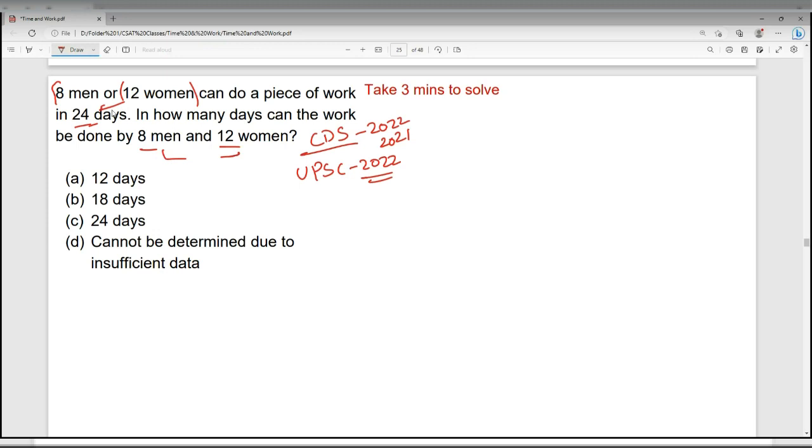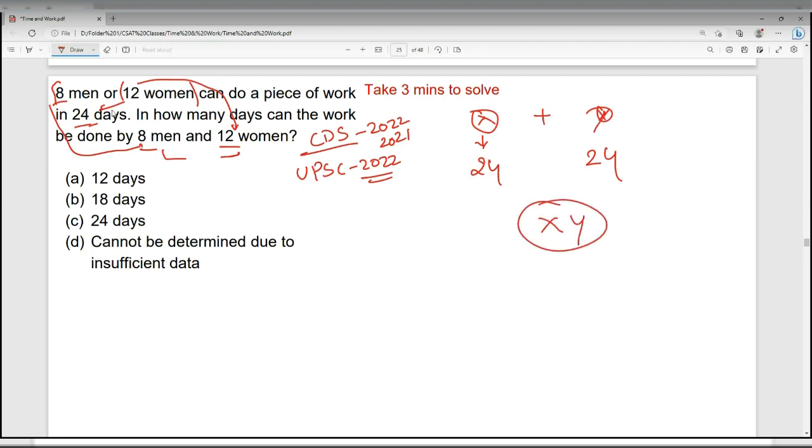See, for example, this can be solved even without doing anything. They're saying one group of people can do it in 24 days. Another group of people can do it in 24 days. And if they combine together, see, in this question, they're saying the same 8 men and the same 12 women. So this group is the same. Let's say that is X and Y. What if they combine together and do the work? Obviously, they'll take half the time. It is 12 days.